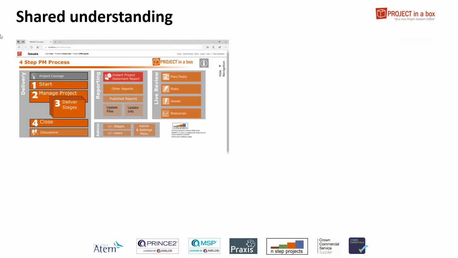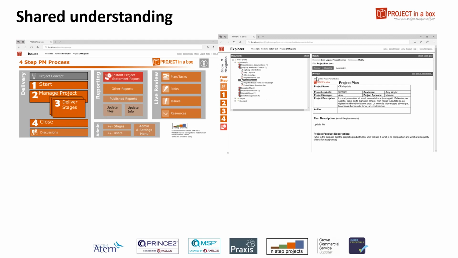So shared understanding. Well, Project in a Box has a system where it uses what we call a method template. This is a predefined structure for the project that you're running. It's navigated via a diagram, making it very simple to interact with, and users can come and click on the processes and see the documentation associated with the process they're in. Makes it really very easy.